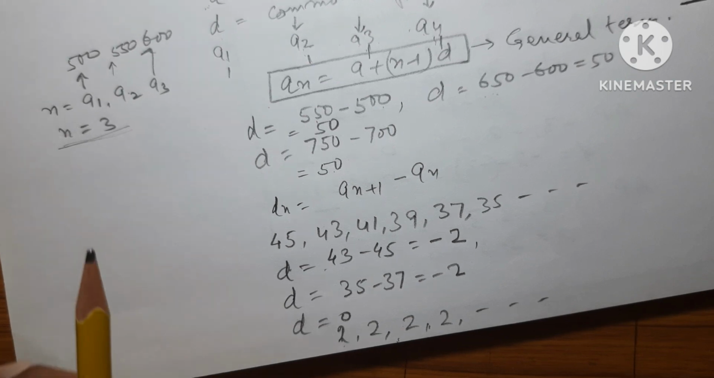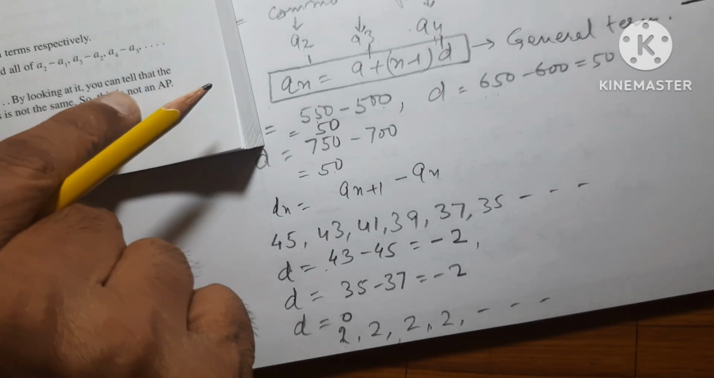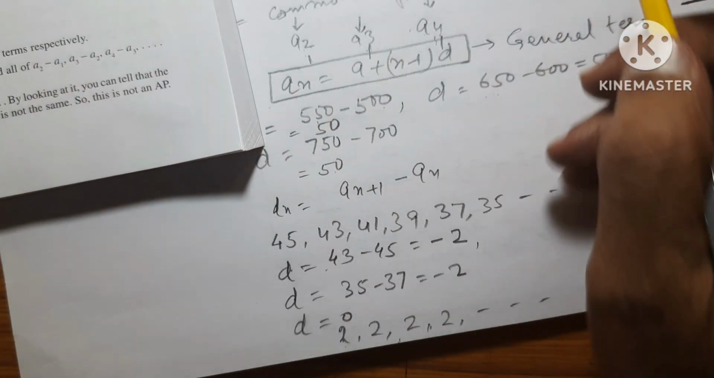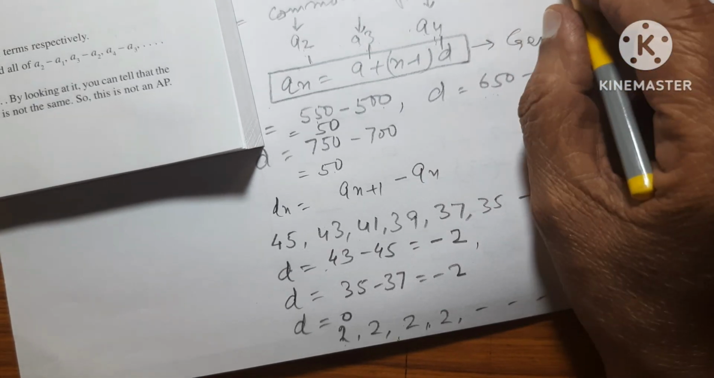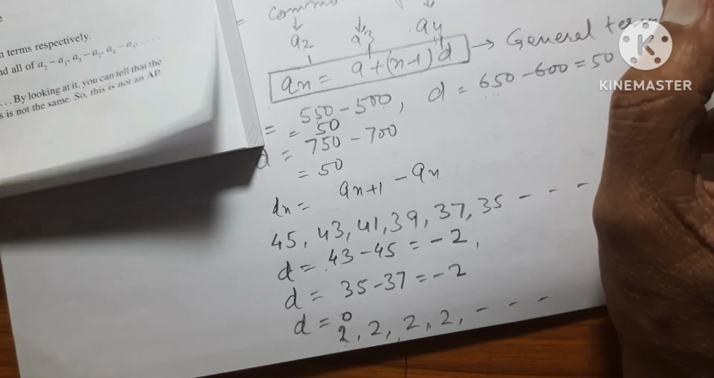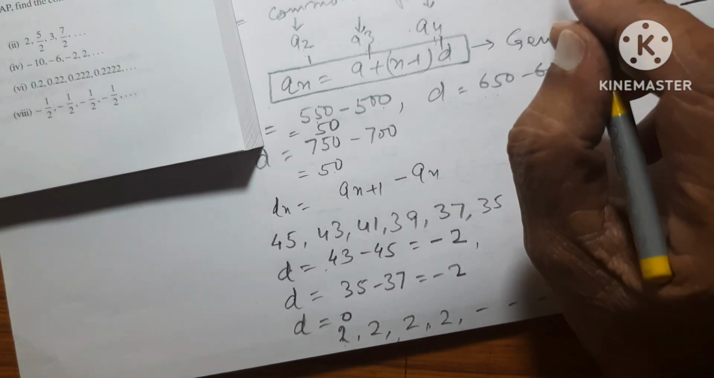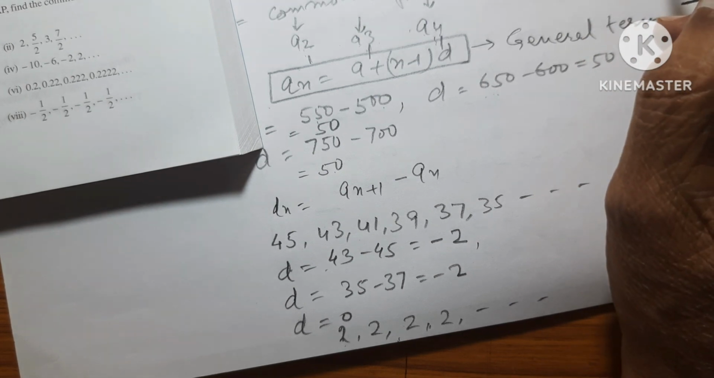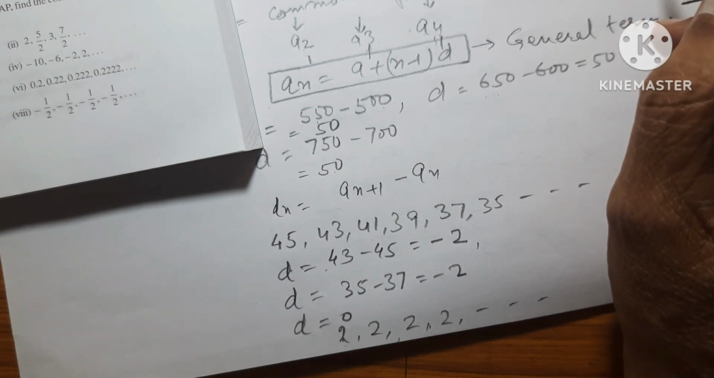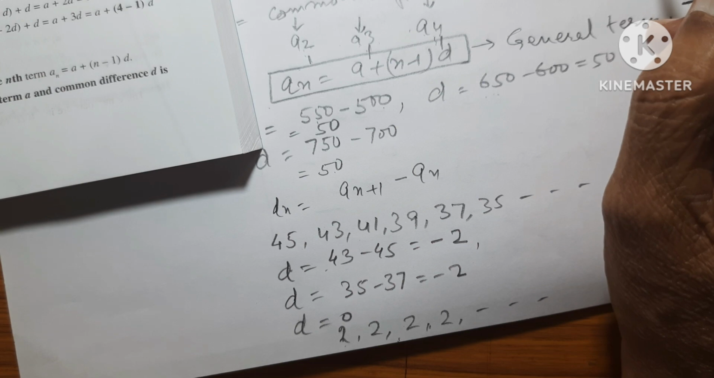So these are the basics about the arithmetic progression. Finite and infinite we have discussed. If the progression ends after a certain number of terms, it is finite. If it continues, it is infinite. So this is all about the introduction part of it.